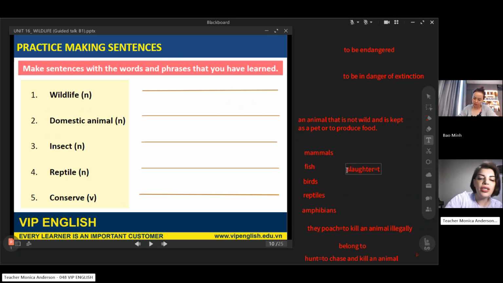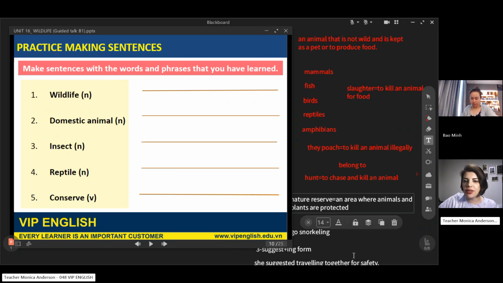Slaughter means to kill an animal. It can be an insect, for example, for food. Slaughter, like livestock, any living creatures. They kill to eat, so for food. So different types. You can use them: if they poach, if they hunt, if they slaughter.